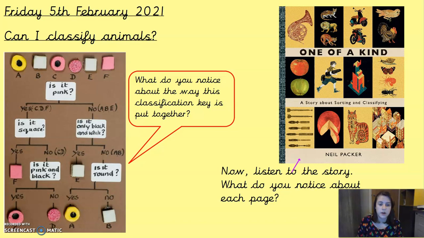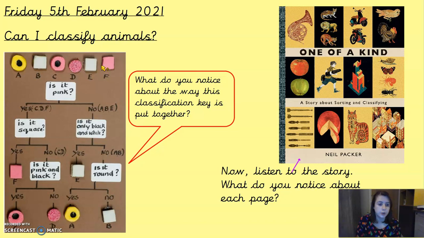So today we are going to be building on what we did yesterday when we were grouping animals and looking at their characteristics, and we're going to look at actually classifying them. So on the left here we have a classification key that's put together on sweets.